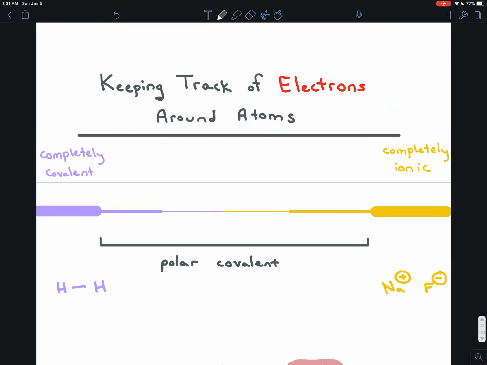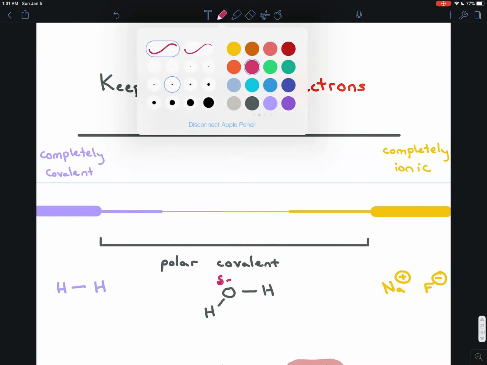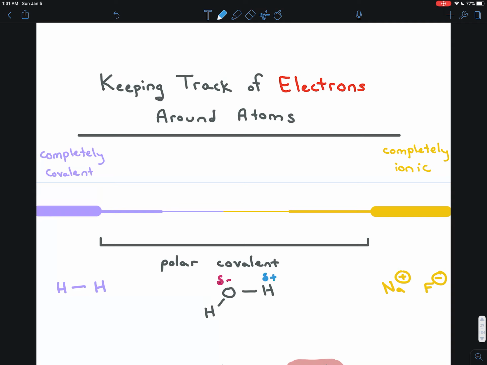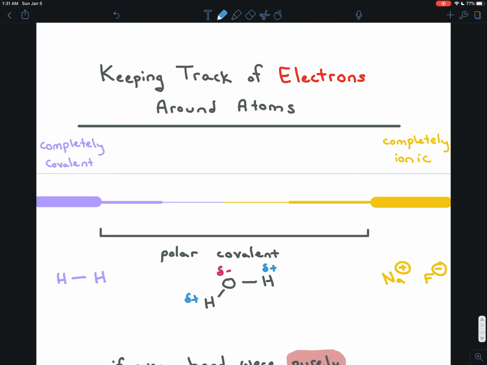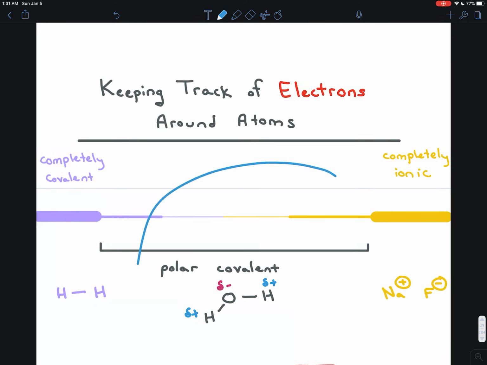Atoms do share electrons, but they don't share them evenly. So for example, in water, the electrons in these bonds are being shared, but the electrons are slightly more attracted to the oxygen. So the oxygen's slightly negative, and the hydrogens are slightly positive. So you get these partial charges. You'll notice you have the bond, like in a completely covalent bond, but you also have the charges, like in an ionic bond. So these exist somewhere in between covalent and ionic bonds. Most of the bonds that we deal with in organic chemistry are these polar covalent bonds.